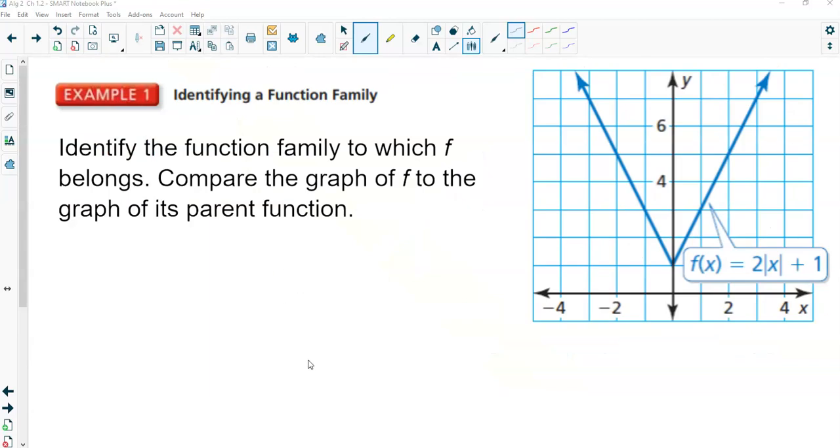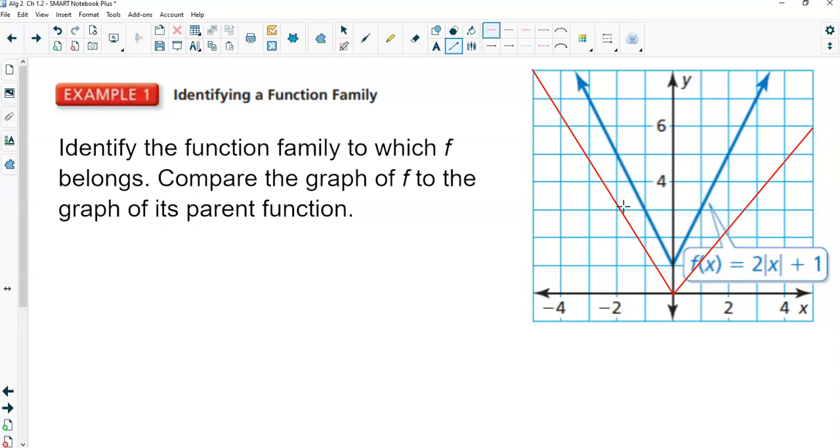We are given the first example, identifying a function family. They gave us this one. Obviously, this one is the absolute value function. It looks like a V. Notice the absolute value sign in the equation. So for the parent function, remember that it goes from corner to corner. So I'm just going to draw it here so that we can make a comparison. Looks like that.